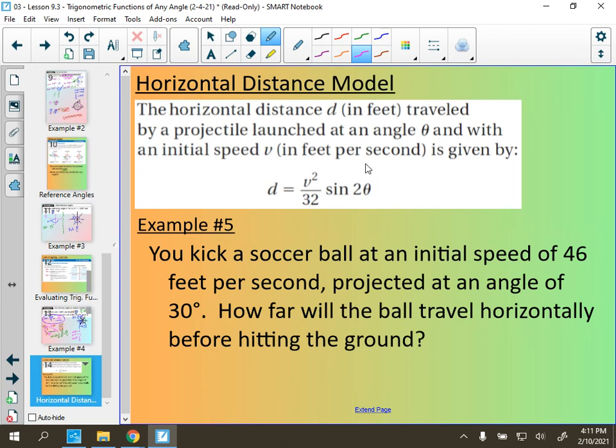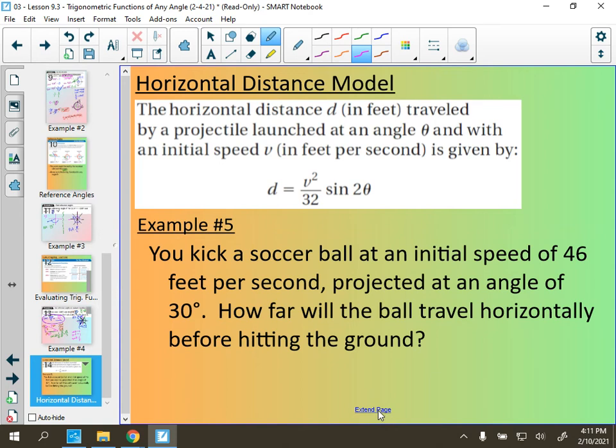I'm not asking you to memorize this. I would always provide something like this for you because it's kind of obscure, like, oh, hey, this one instance you need to use this. So I really need you to know what this stuff stands for. So it's a distance model. Everything's in feet, so your answers will be in feet, and velocity or your speed will be in feet per second. And so we need to know, if I want to find a horizontal distance that something travels, the initial velocity or the initial speed at which it's launched, and then at what angle it was launched.